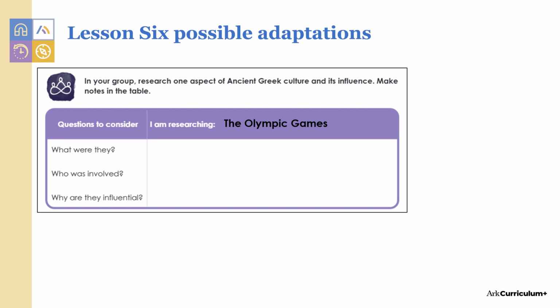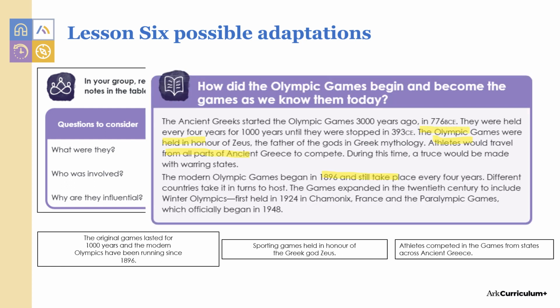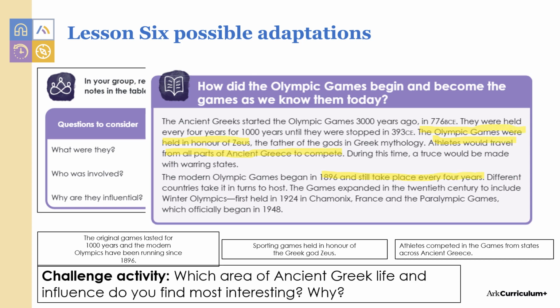In Lesson 6, pupils as a group research an area of Greek culture and its influence, making notes in their workbook. For this activity, you could decide on the aspect you want that pupil to research and create answer boxes from the slide for pupils to read and stick through. You could also highlight key areas from the corresponding text. Challenge pupils by asking them a question such as, which area of ancient Greek life influence do you find most interesting and why?